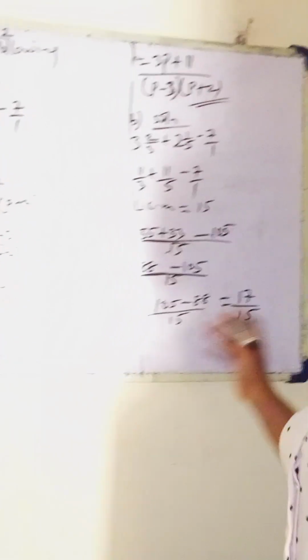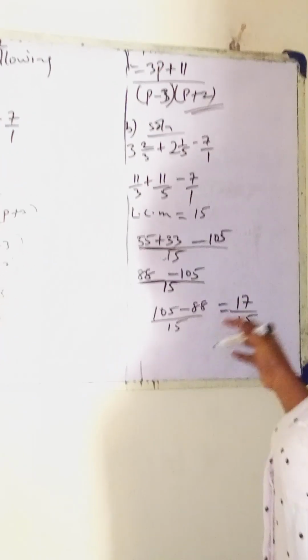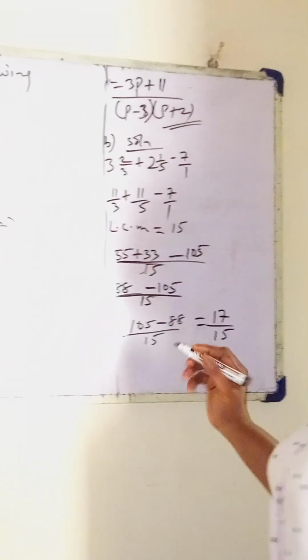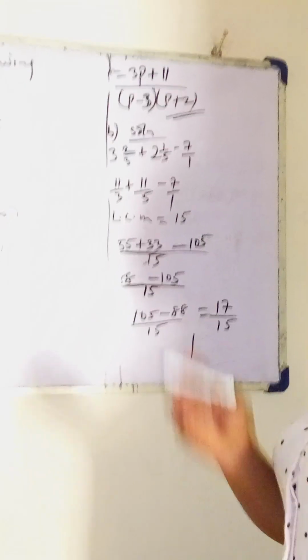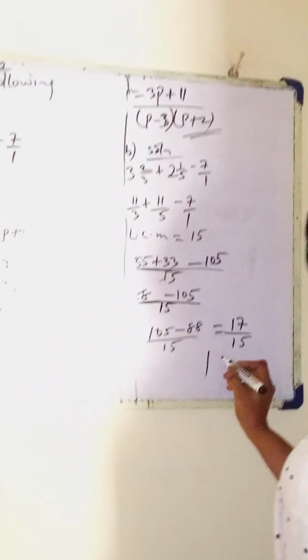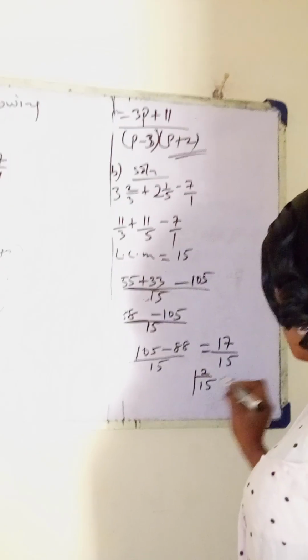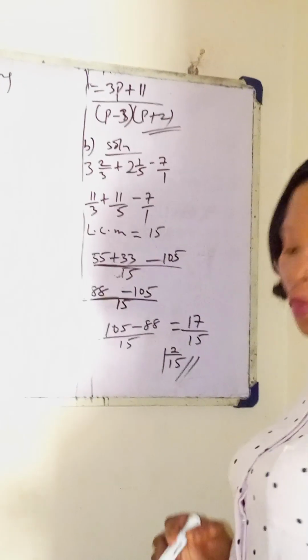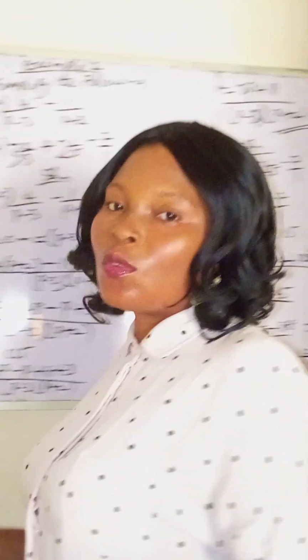So we can also put this in mixed number. We can end there, or we can also put it in mixed number. How many times will 15 go into 17? 1. Remember: 15, 16, 17. Remainder 2 all over 15. So this is our answer.